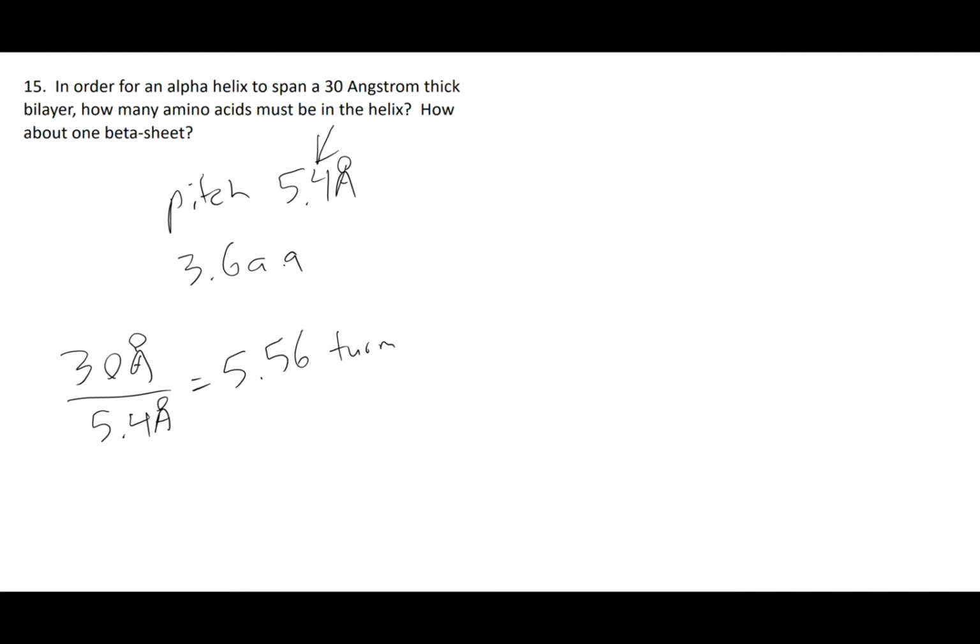Well, each turn has 3.6 amino acids per turn. So we want turns to cross off and give us amino acids, so we're going to do some dimensional analysis here. We're going to multiply this by 3.6 amino acids per turn, and the end result is that we need approximately 20 amino acids for this alpha helix to span the membrane.